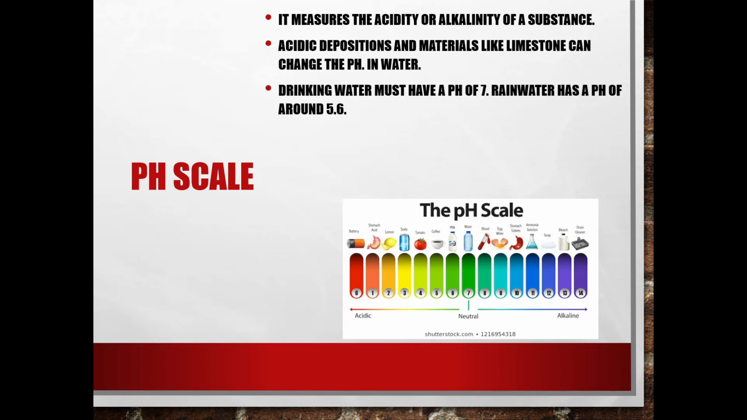Drinking water must have a pH of 7, and rainwater has a pH of around 5.6. So that is why we do not really recommend to drink water that comes from the rain, because in order to have pure water, we need to change a couple of things besides just the pH. Right, and a high acidity or alkalinity can kill living organisms.